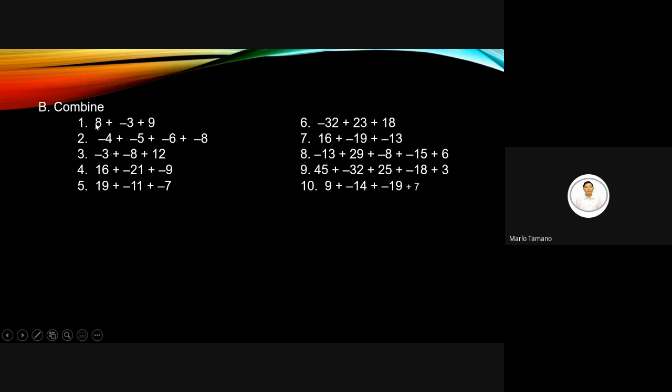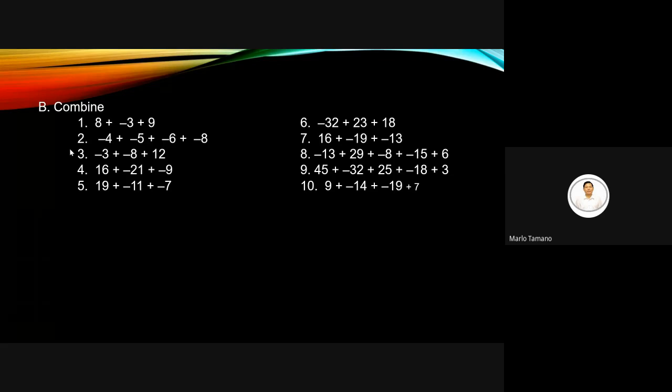So 8 plus 9 is what? 17. 17 minus 3 is 14 po. 14. So what would be the sign of the answer? Positive po. Positive. So, positive 14.